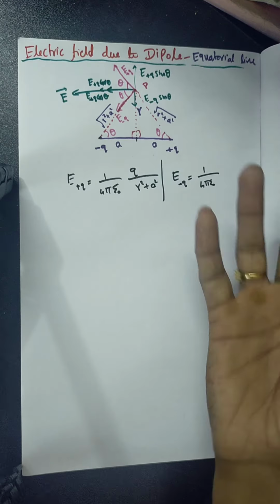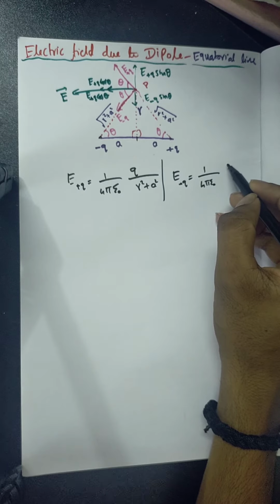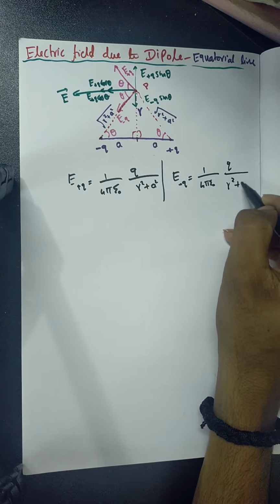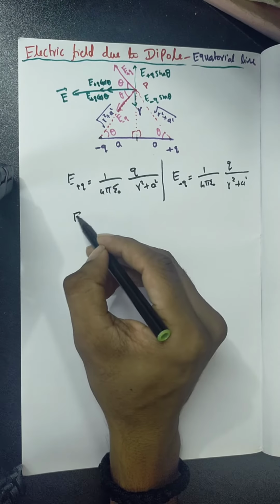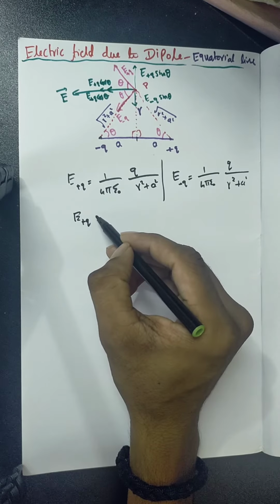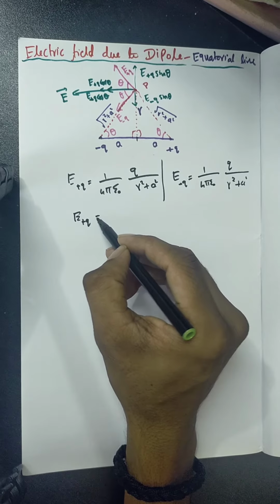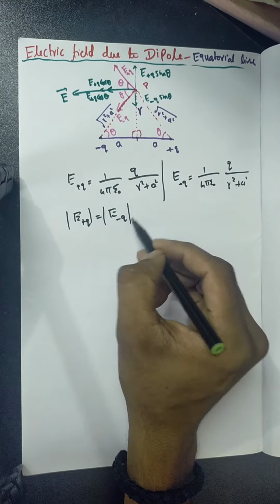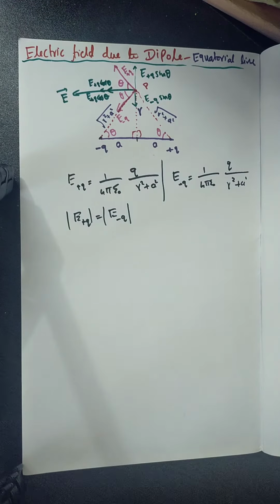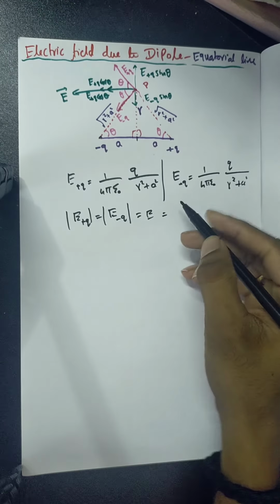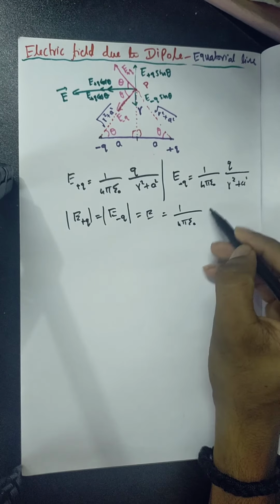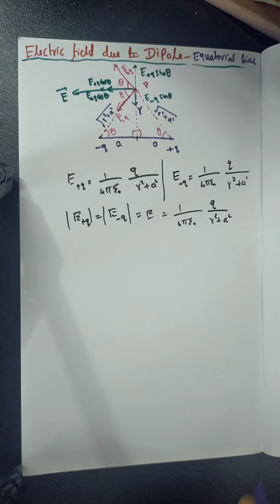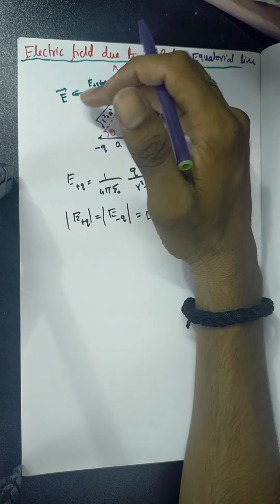The direction is different, but the magnitude is the same. So it is q by r square plus a square. So I got to know that the magnitude of electric field due to the positive charge in the case of a dipole is equal to the magnitude of electric field due to the negative charge. This is a trivial result I've got now. So I can say it is just some E electric field, that is 1 by 4 pi epsilon naught q by r square plus a square. That's fine. Now I want to know how much is the total electric field.